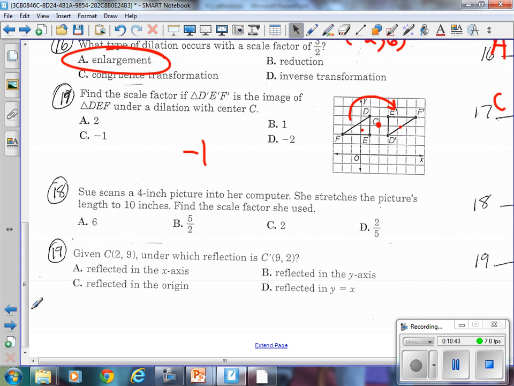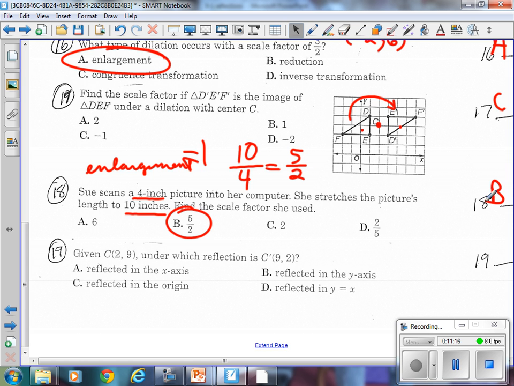Number 18, Sue scans a 4-inch picture into her computer. She stretches it to 10 inches. So if it started at 4 and it went to 10, we know it got bigger. So it's an enlargement. Well, if it's an enlargement, then the scale factor has to be bigger than 1. So when we go to set up our fraction to find the scale factor, we want the bigger number on top and the smaller number on bottom. And we reduce that. 5/2, so the scale factor is 5/2, which is B.